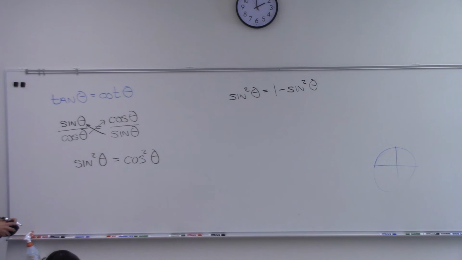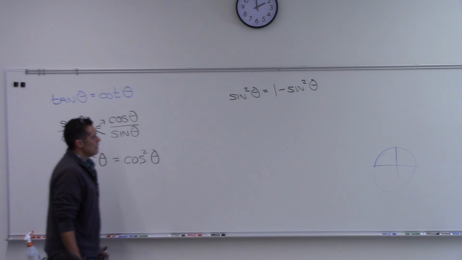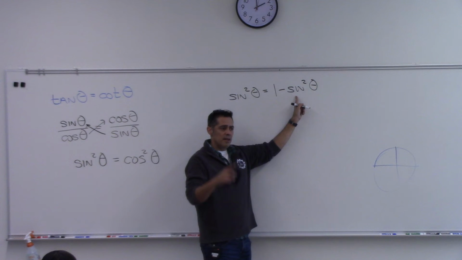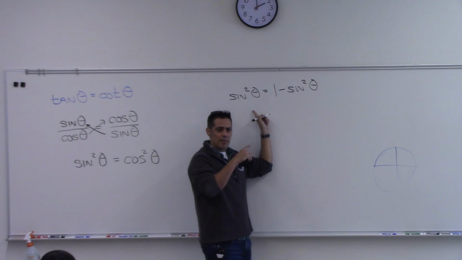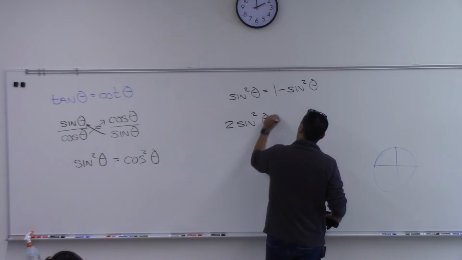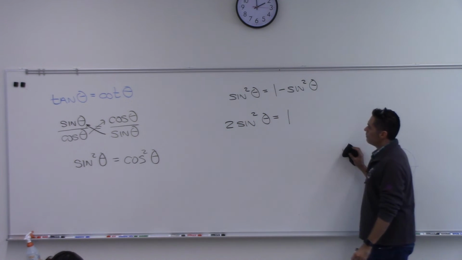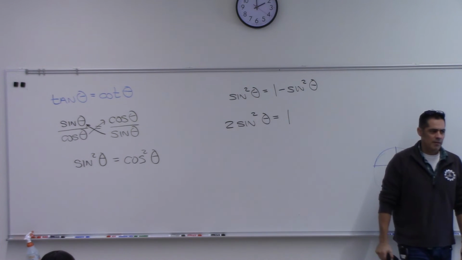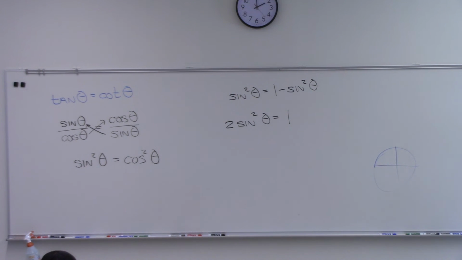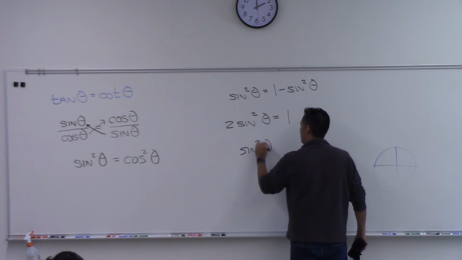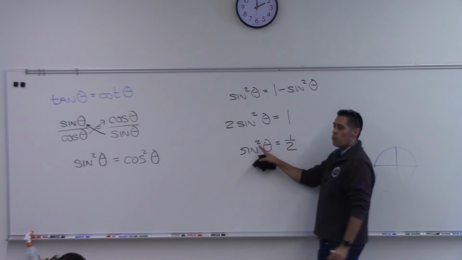I'm very close. Going to add sine squared on both sides. If you add sine squared on the right side, it goes away. If we add sine squared here, how many of them do we have? 2 of them, right? So it'll be 2 sine squared theta equals 1 by adding sine squared on both sides. Anyone have a guess of where I'm going next? Divide by 2. Really close now. Sine squared theta is a half.